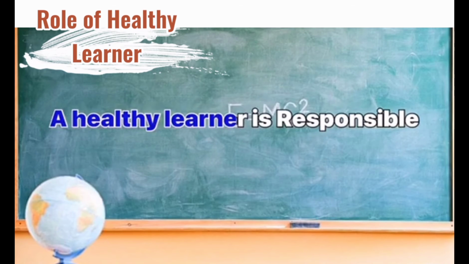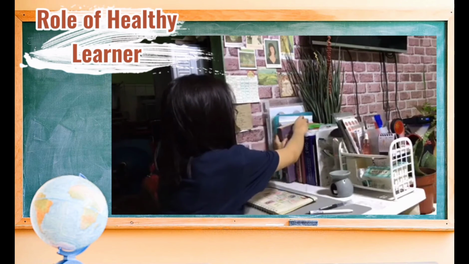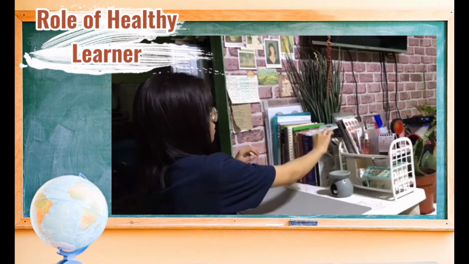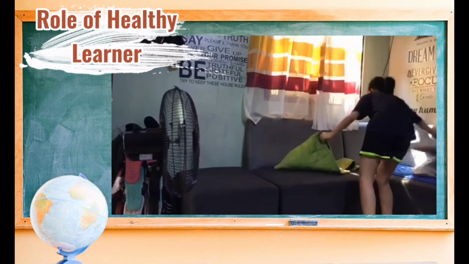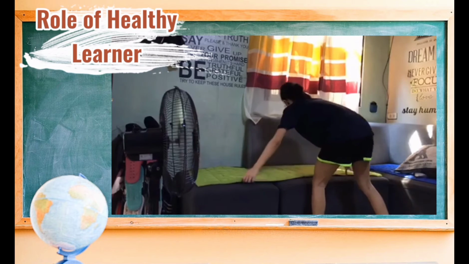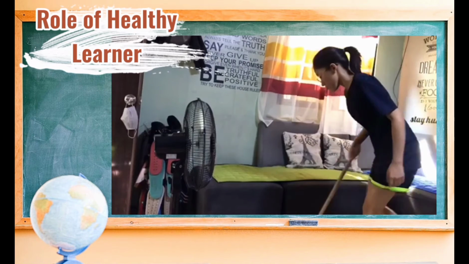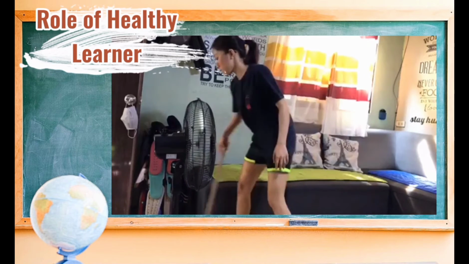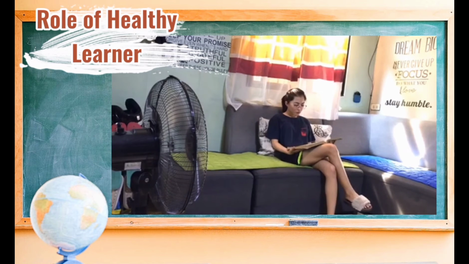A healthy learner is responsible. Being responsible is the key quality that a healthy learner possesses. They do other important tasks at home because making sure that you have a clean environment helps with better studying. This shows that a student can be bestowed with any work and they will do it without any failure.